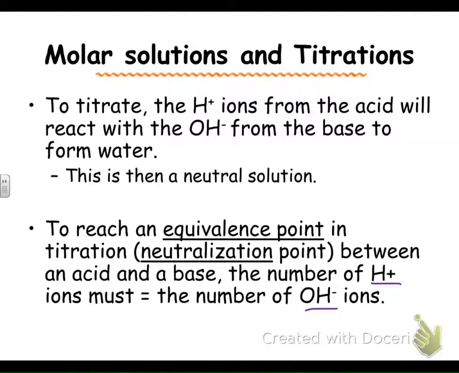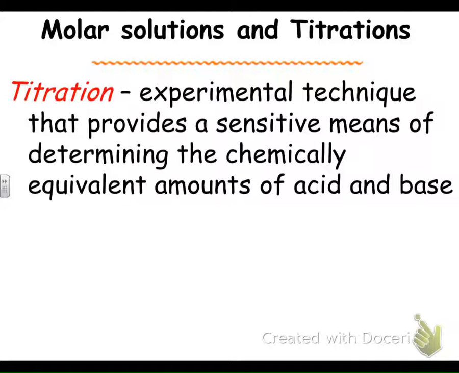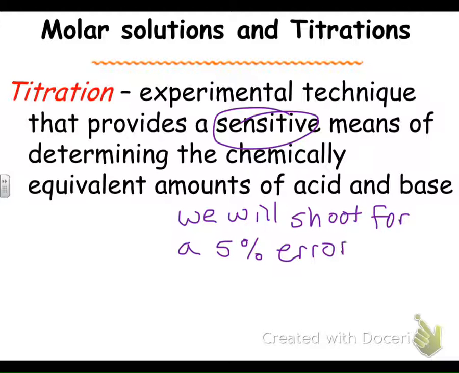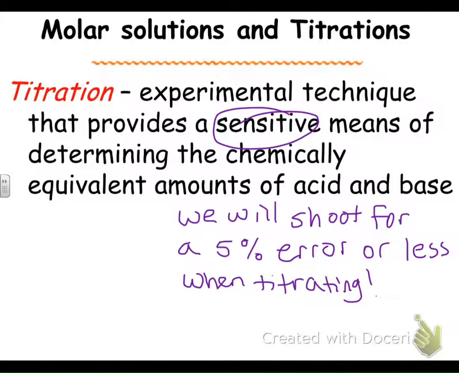So when we are titrating, titrating in general is an experimental technique that provides a sensitive means of determining the chemically equivalent amount of acids and bases needed for that neutralization part. We are going to shoot for a 5% error or less when titrating because it is a very sensitive means of experimenting. We can literally go drop by drop in terms of our volume difference.